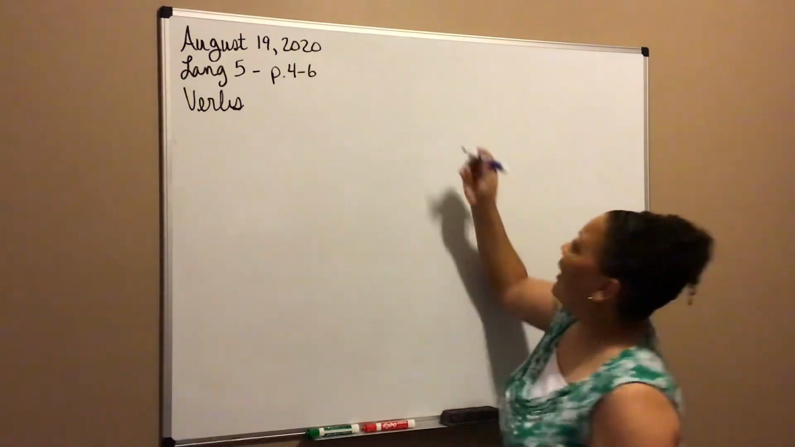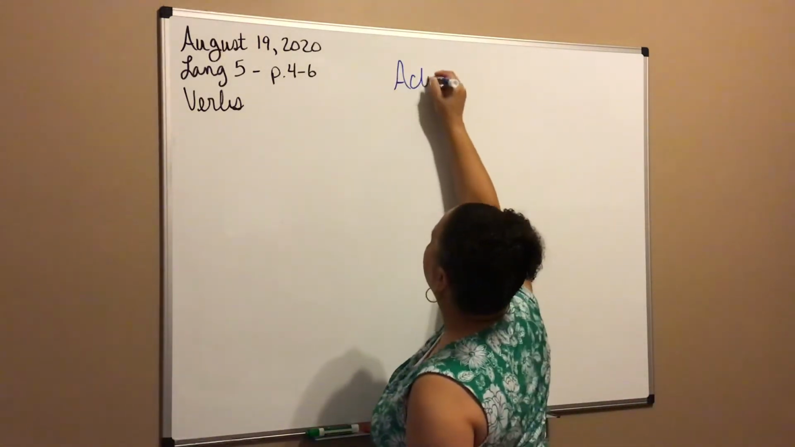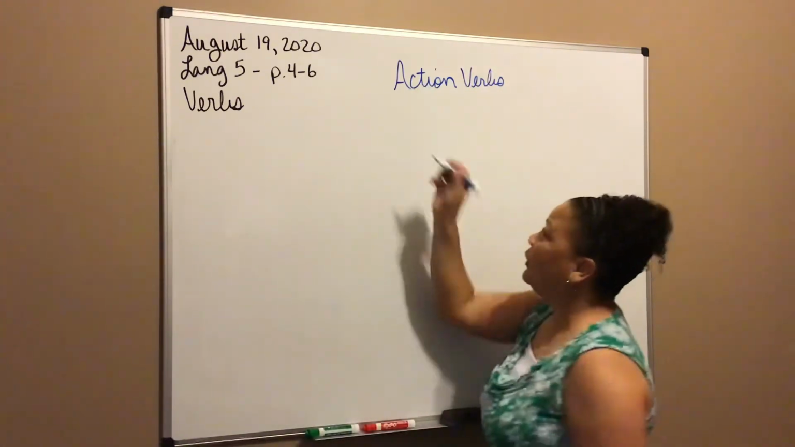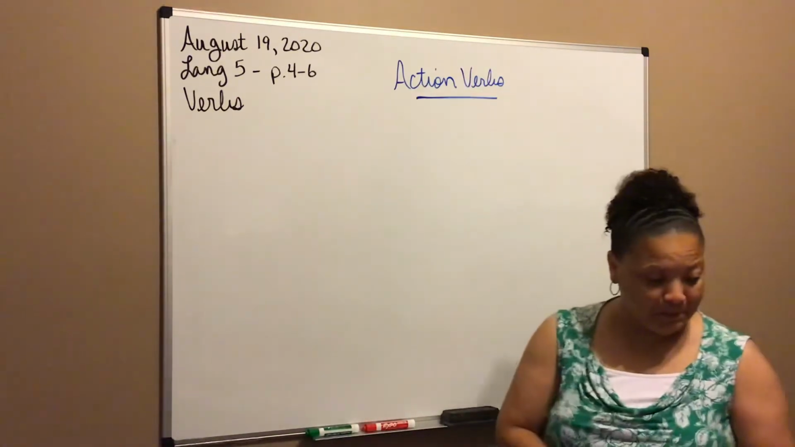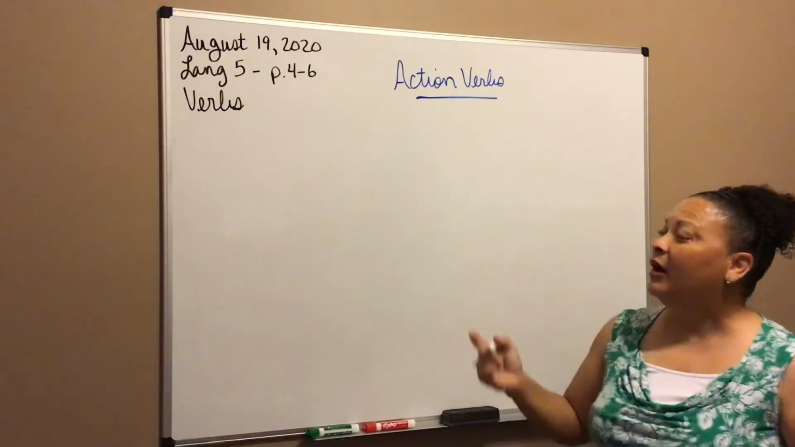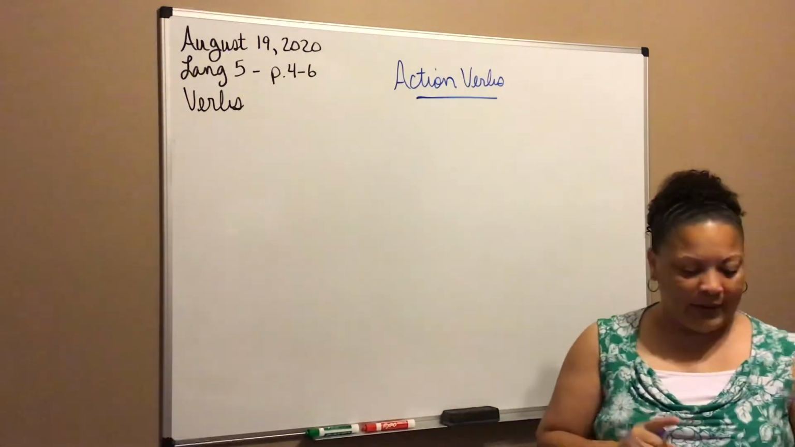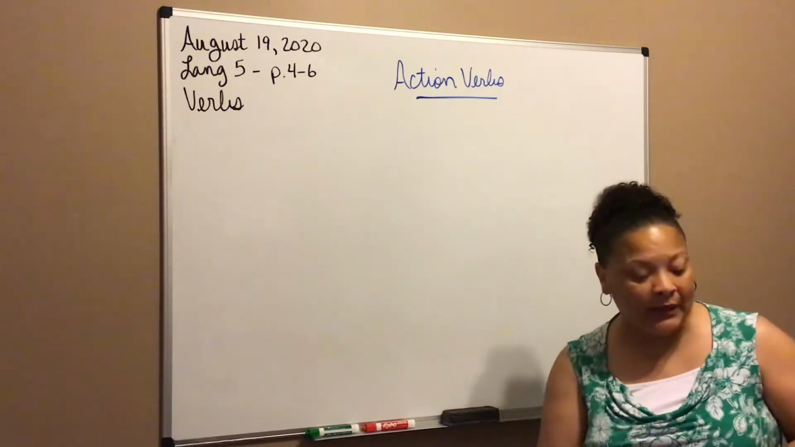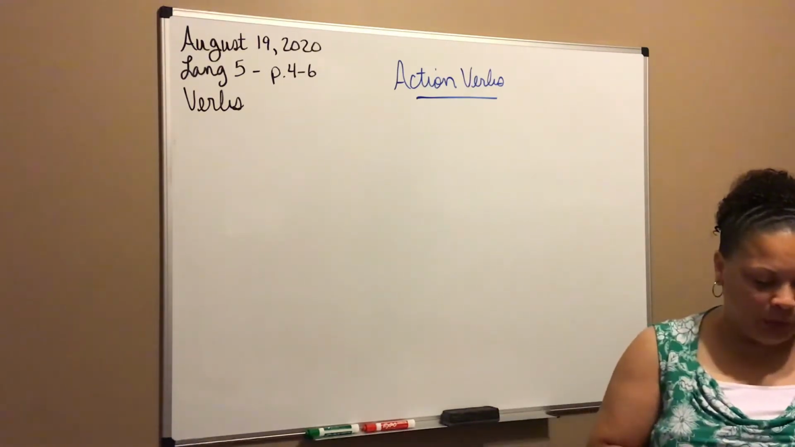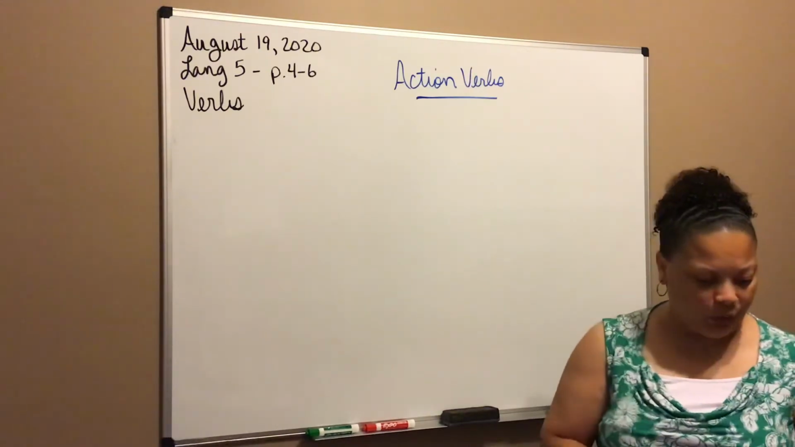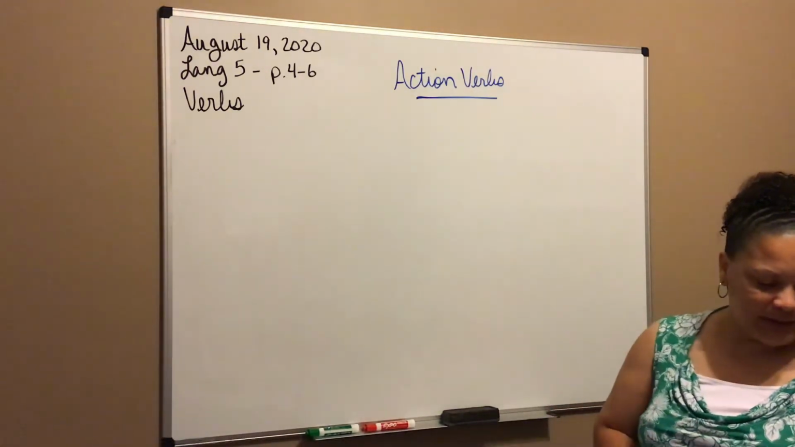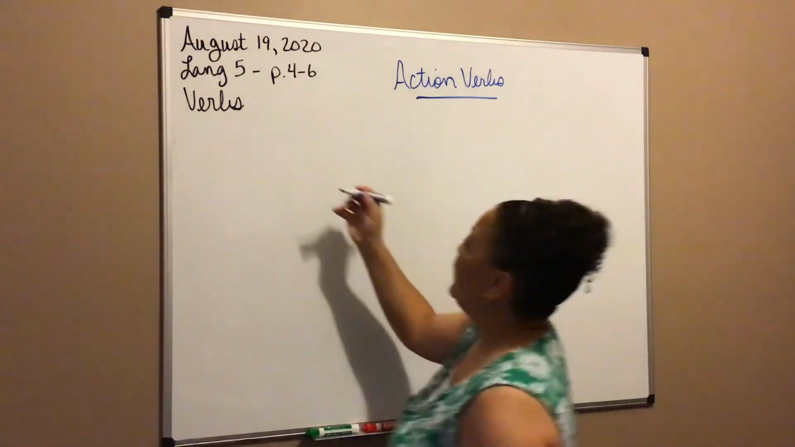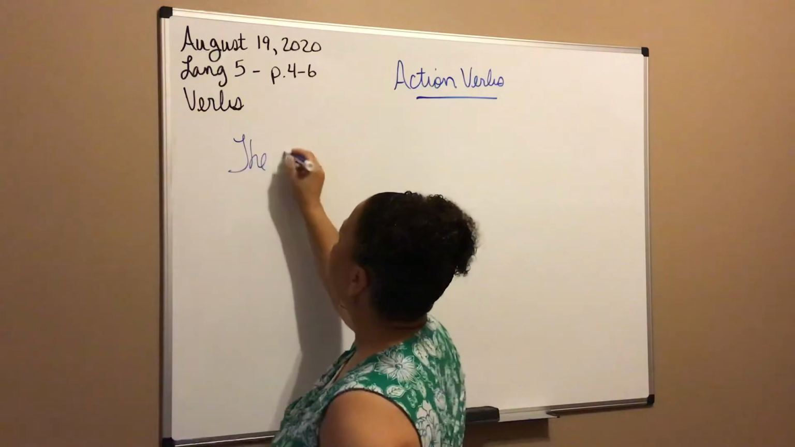So let's talk about action verbs today. This is the first kind of verb that we will look at. So remember that a verb is a word that shows an action, a state of being. It could help another verb, or it could link words together to the subject. So let's see if you can find the action verb in the following sentence. We have the great fish swallowed Jonah.